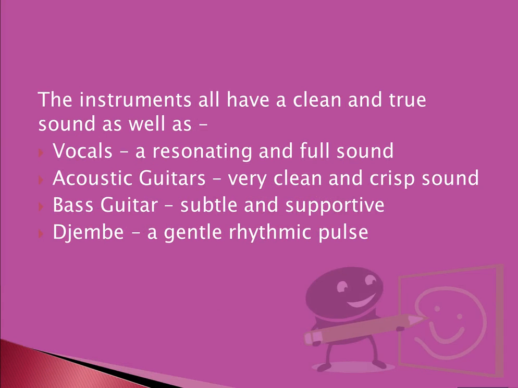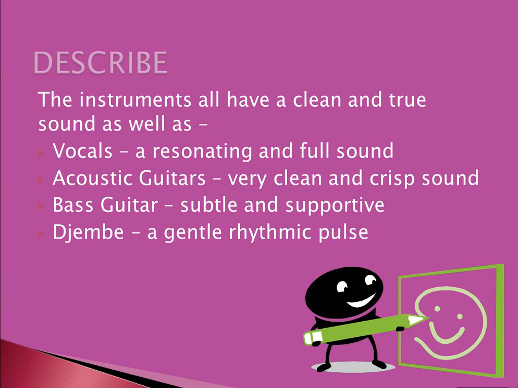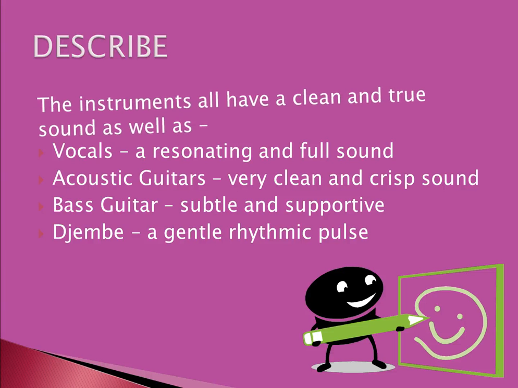So in this piece, when we're describing our instruments, the instruments all have a clean and true sound, as well as, now that's our topic sentence. Then I'm going to organise the answer and support it as I go. So vocals, they're resonating in full sound. Acoustic guitars, very clean and a crisp sound. Bass guitar is subtle and supportive. It's there, but it's not a dominant role. And djembe is a gentle rhythmic pulse. It just keeps that pulse going and drives the music forward. So here we go.